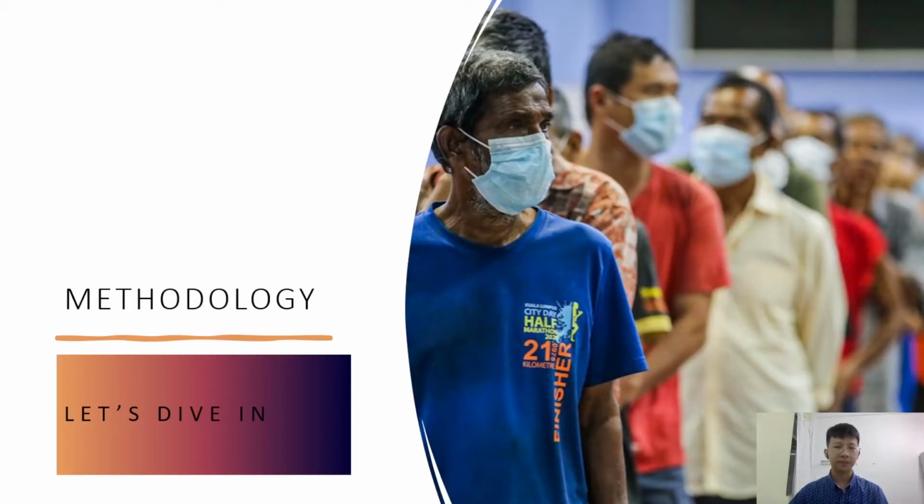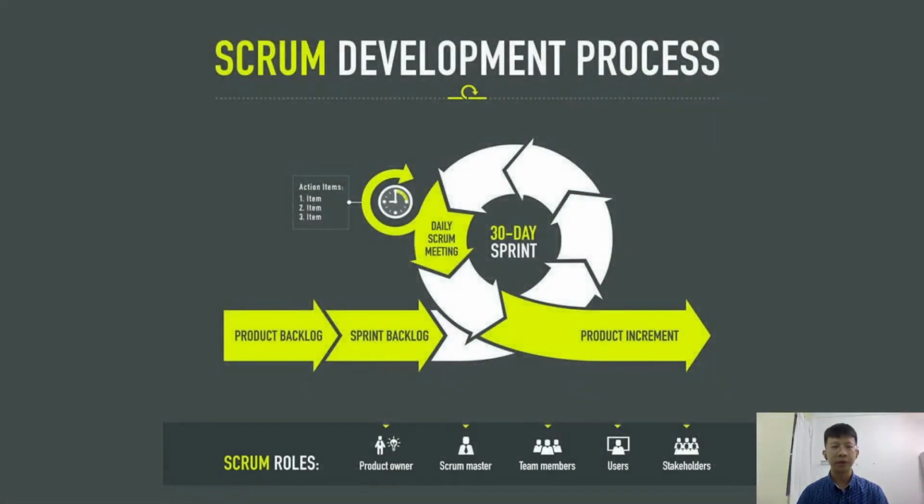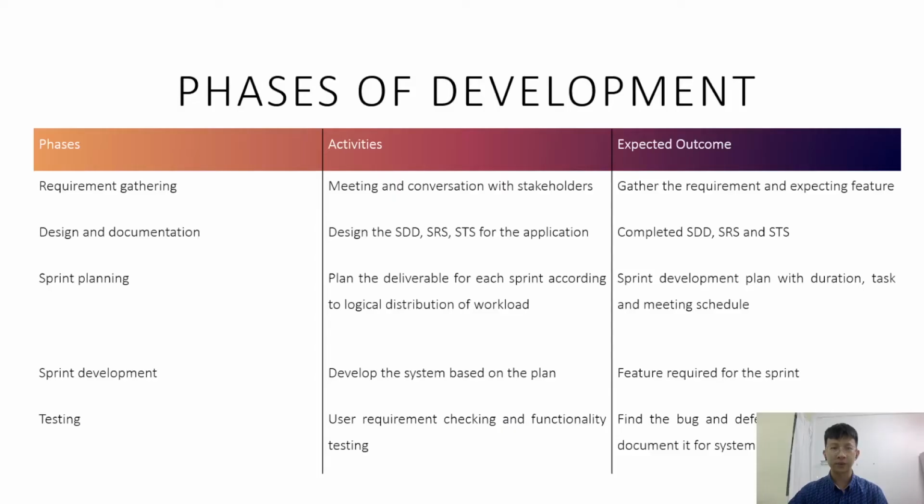So moving on next, I will dive into methodology. Throughout the development process, the Scrum development process will be applied. It will include a product backlog, sprint backlog, daily Scrum meeting, and product increment. The daily Scrum meeting is the most important in the Scrum development process, to allow multiple stakeholders to communicate and ensure the application is developed completely and perfectly. The roles in Scrum include product owner, Scrum master, team member, user, and stakeholders.